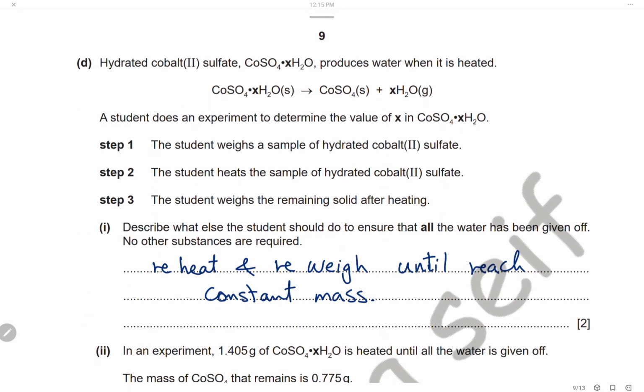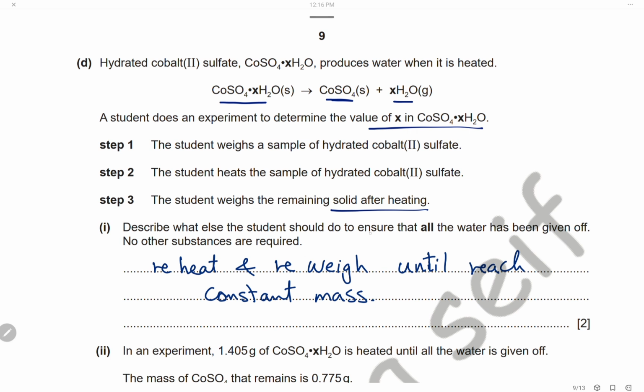Hydrated cobalt 2 sulfate produces water when it is heated. Here we have the hydrated cobalt sulfate, and it is heated to form the anhydrous cobalt sulfate and X water molecules. The student does the experiment to determine the value of X in the hydrated cobalt sulfate. The student weighs the sample of the hydrated cobalt sulfate, then heats the sample and weighs the remaining solid after heating.